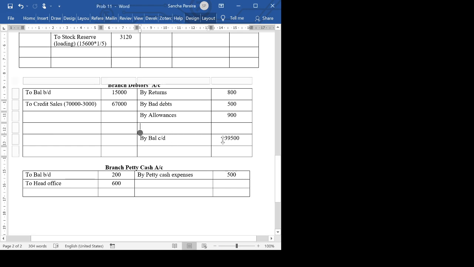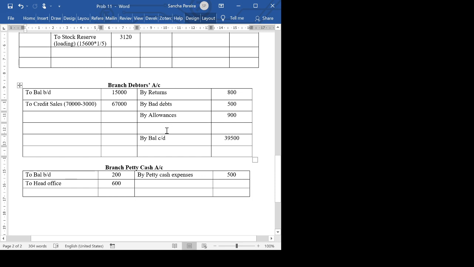What Swizzle has said is what I was actually looking for. Swizzle has said all these transactions have already taken place. If you've noticed, credit sales have taken place. This is the actual opening balance of debtors. The debtors have returned goods. These debts have already turned bad. Some allowances have been given. All these transactions have already taken place. Even the cash that is going to be received. But what is RDD?